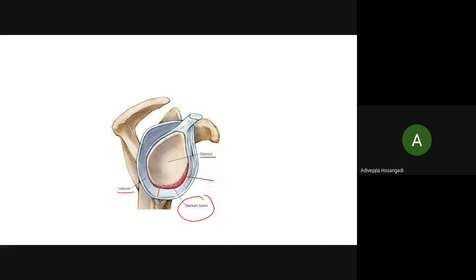Your arm sleeve is torn. Arm sleeve is torn in one portion. It is like that. Okay. It is an arm sleeve, you are wearing a sleeve, isn't it? If it is torn in one portion, it is like that. It is a Bankart lesion.